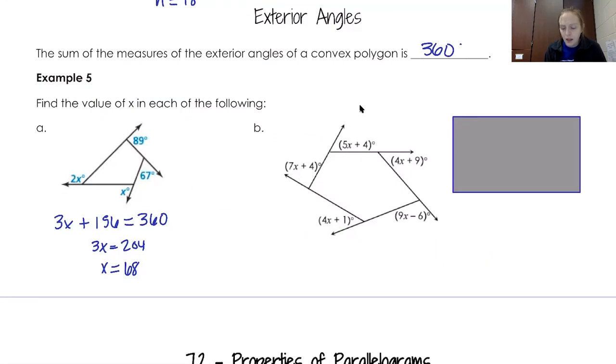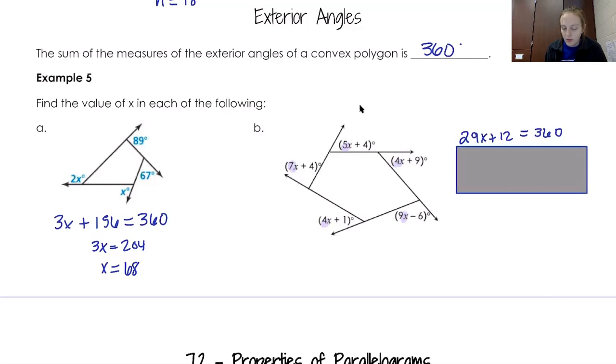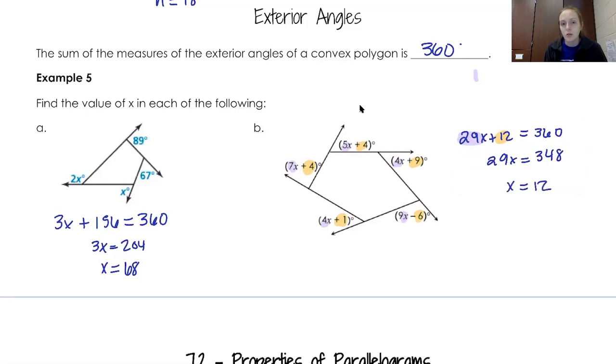Okay, on the next one, I'm going to add up all the x's. So 7x plus 5x plus 4x plus 4x plus 9x. And that gives us 29x right here. Add up all the numbers. 4 plus 9 minus 6 plus 1. That gives us 12. Set it equal to 360 because we're on the exterior of this polygon. Subtract 12 on both sides. 29x equals 348. Divide by 29, x equals 12. All right, go ahead and move on. Try the practice.